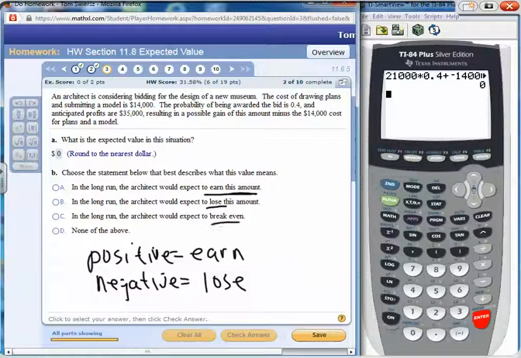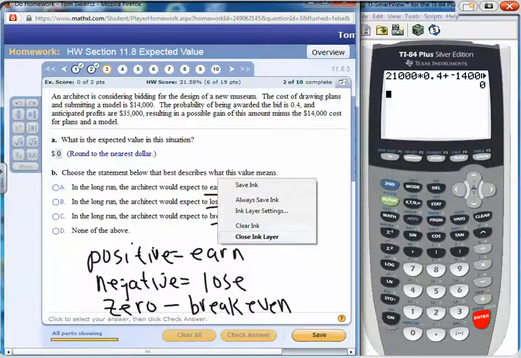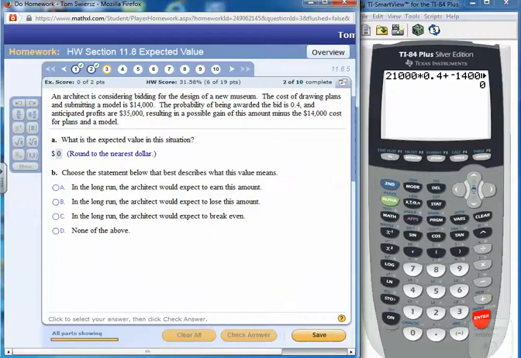And the architect would expect to, if you get 0, which we did in this case, then you're going to break even, right? Over the long run, you're not going to make any money and you're not going to lose any money. So in this case, since it's 0, the answer would be break even.